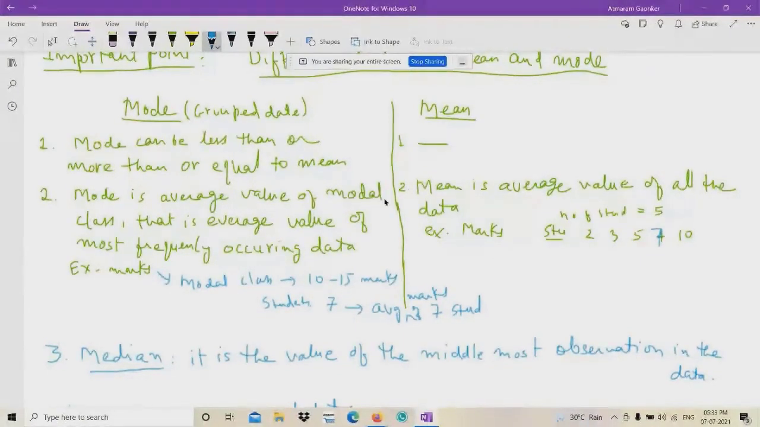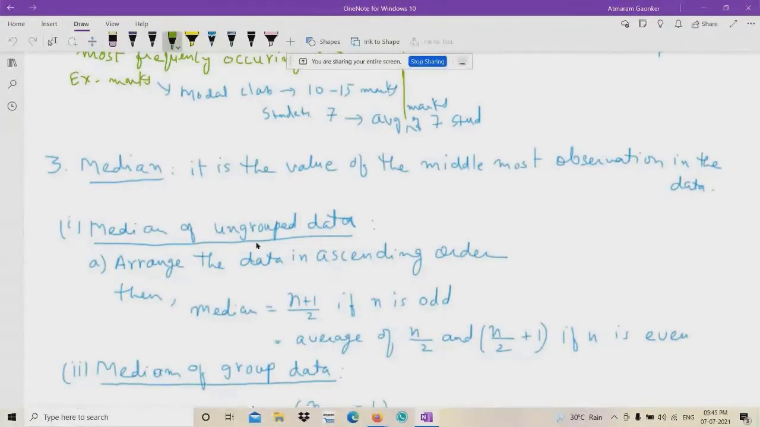Mode is the average of observations within the modal class. Median of ungrouped data is given as follows. If n is the number of observations or data, then median is the n plus 1 divided by 2 th observation if n is odd. I will solve many problems based on this formula in MCQ. If you find n as odd, then median is given as n plus 1 divided by 2.